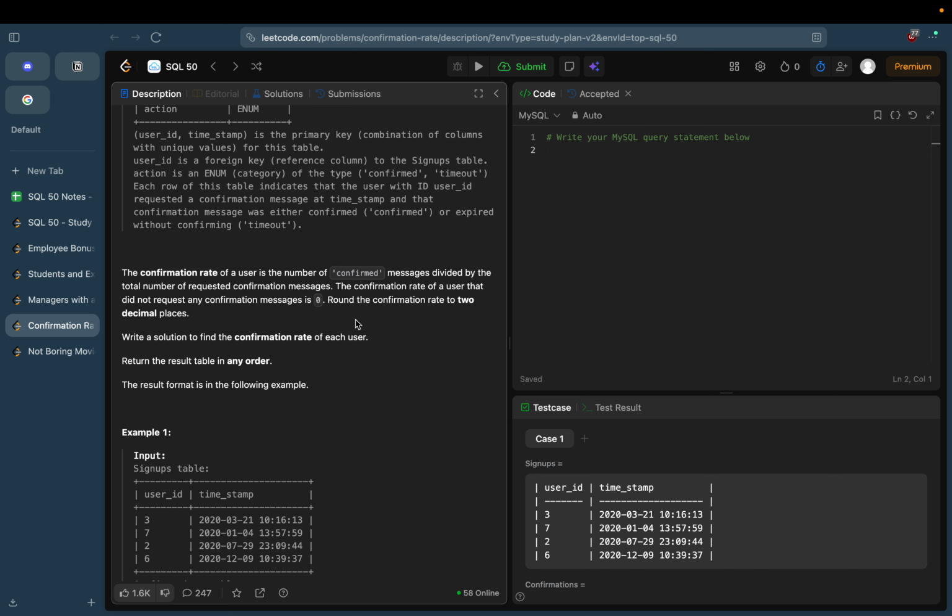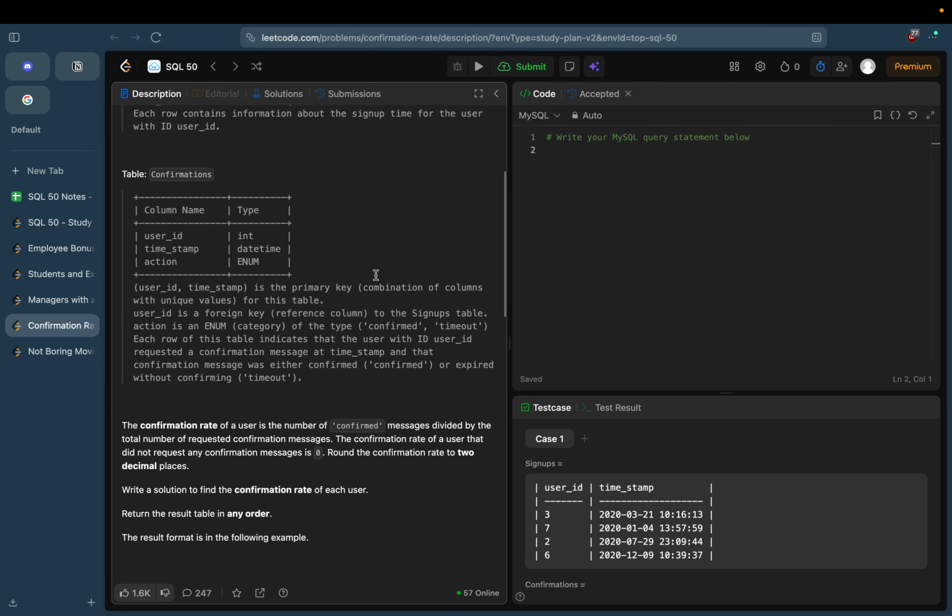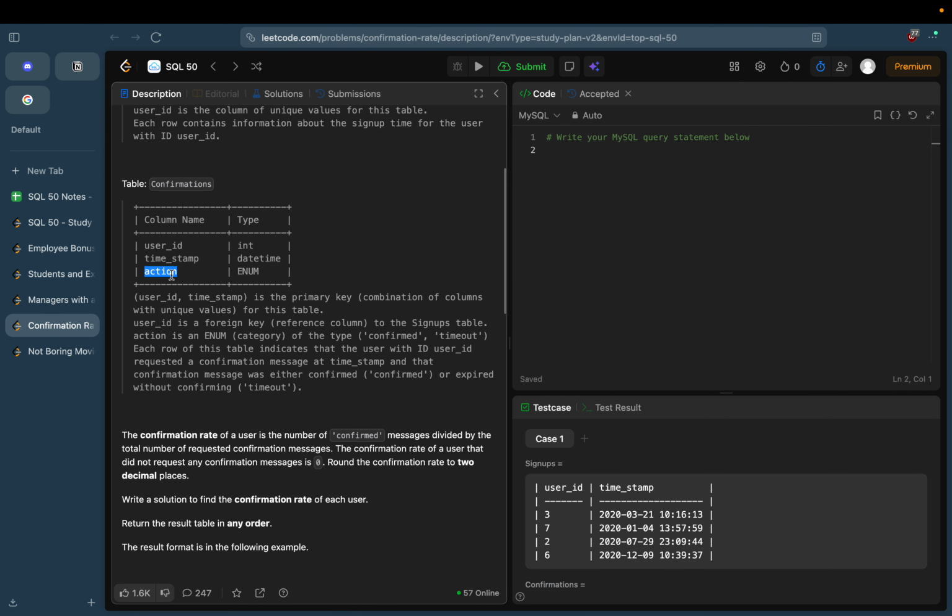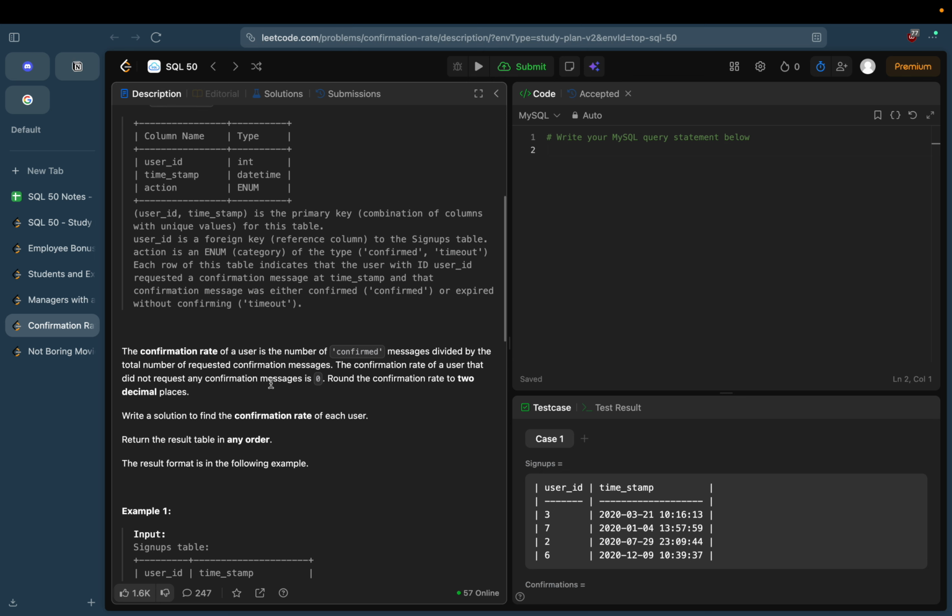We want to find out the average number of confirmed messages, so we can pick it out by using the if function inside the average function. If the action, whatever the column name is, I think it's action, yes, if the confirmation action is confirmed, then consider it as a 1, otherwise consider it as a 0, and then take an average on the level of user IDs and the number of times the person does this.